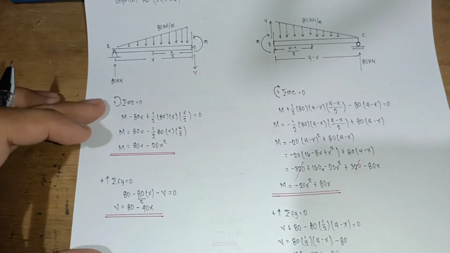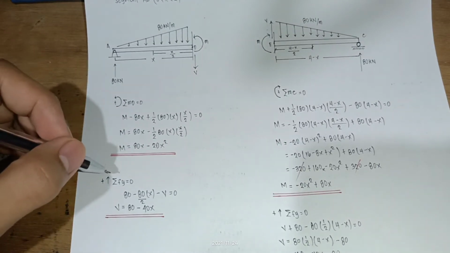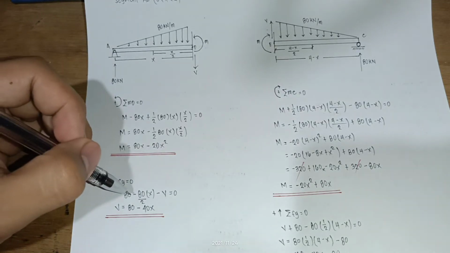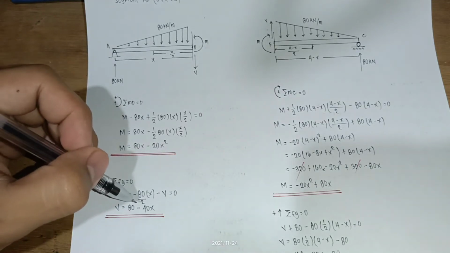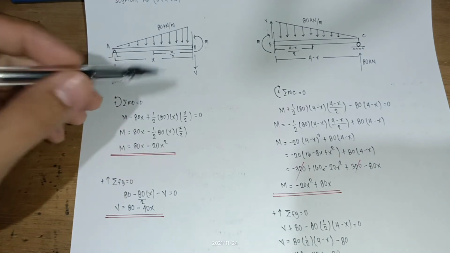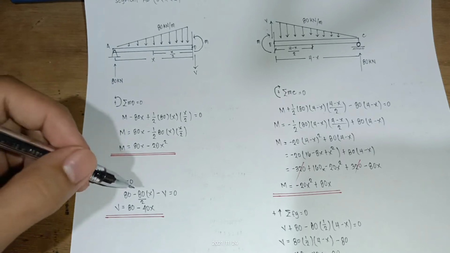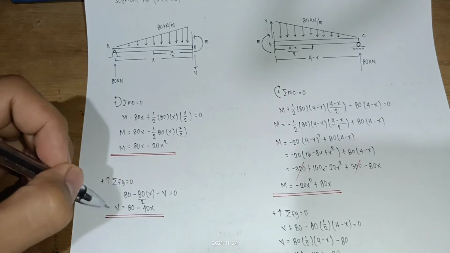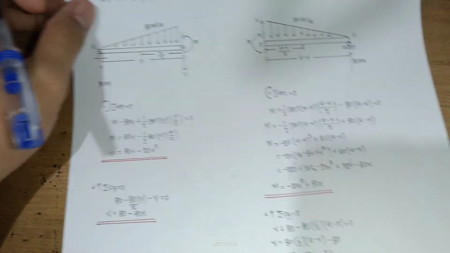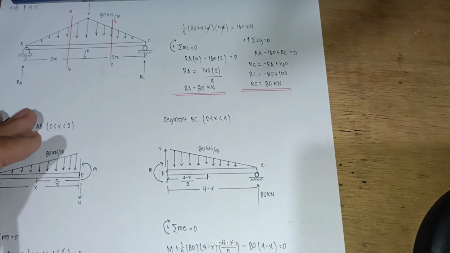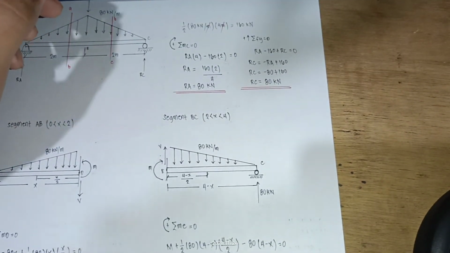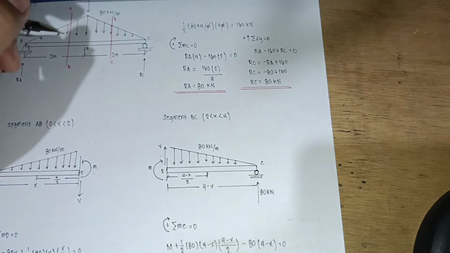Then summation of forces in Y is equal to 0. So 80 minus 80 times 1/2, that is 80 over 2 times x, minus V, downward V. So that V is equal to 80 minus 40x. For segment BC, where x is greater than 2 and less than 4.